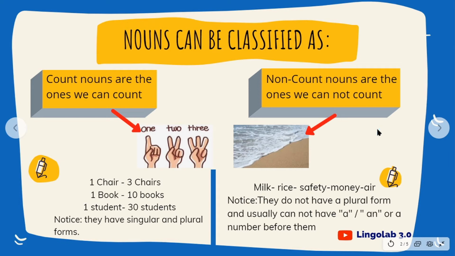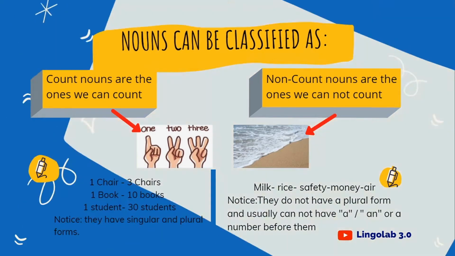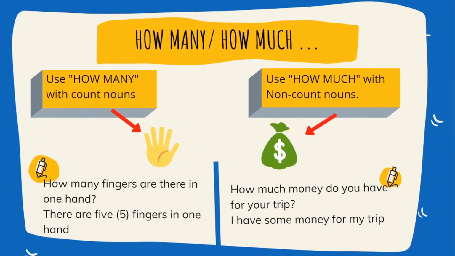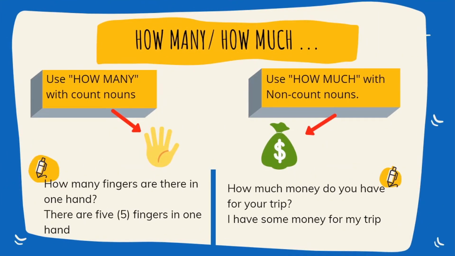So let's see what else we have here. When it comes to asking questions about those nouns, we have 2 collocations or expressions that we use: how many and how much. How many is used with count nouns, as you may assume, and how much is used for non-count nouns.